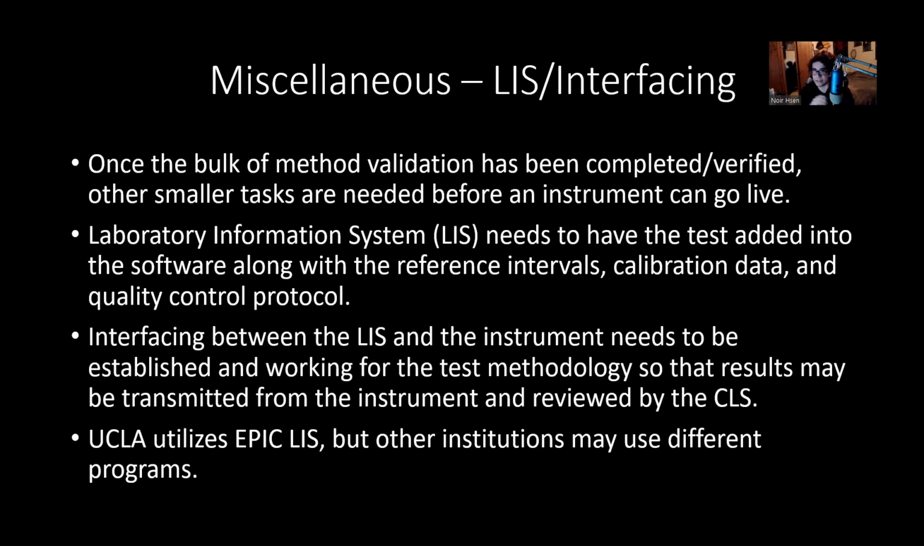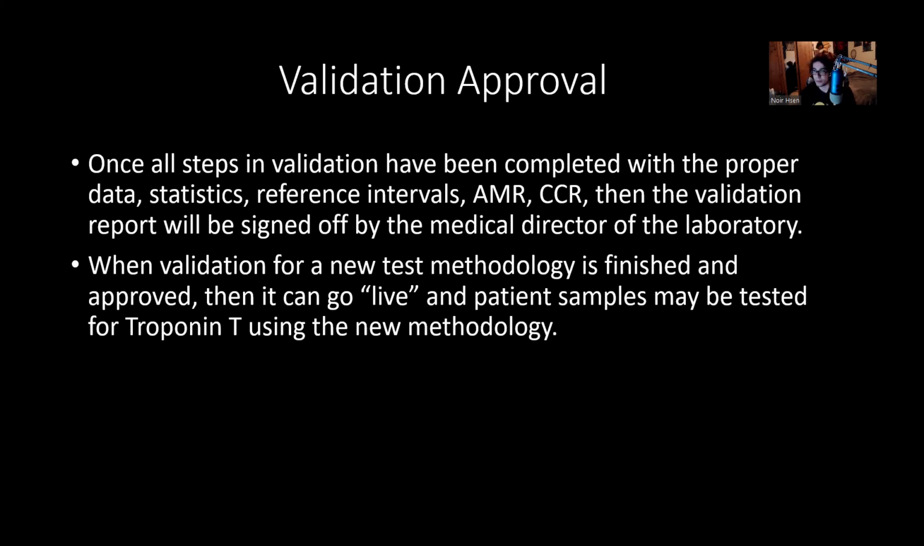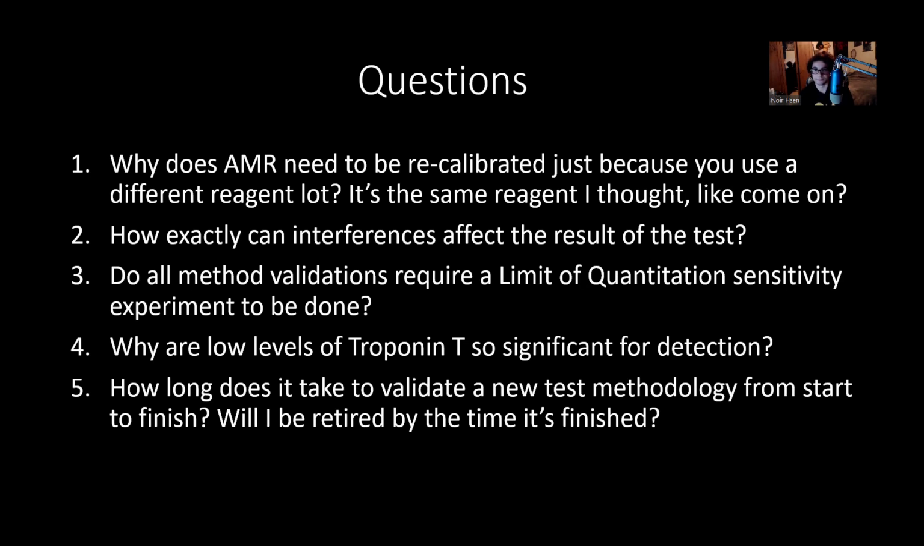There's miscellaneous, LIS interfacing, making sure the LIS works with the Troponin T, if there's communication between the LIS and the instrument, and then reporting to CAP that you're running this so they can send you testing kits. And then you want to update the SOP and write the SOP for training purposes for CLS that are running it. And then once that's all done, you just validate, and that's it. It's approved once it's signed off by your medical director.